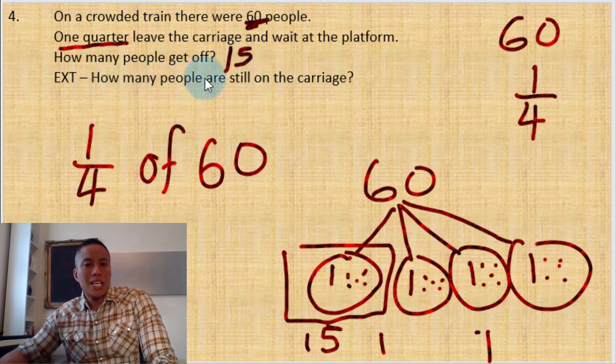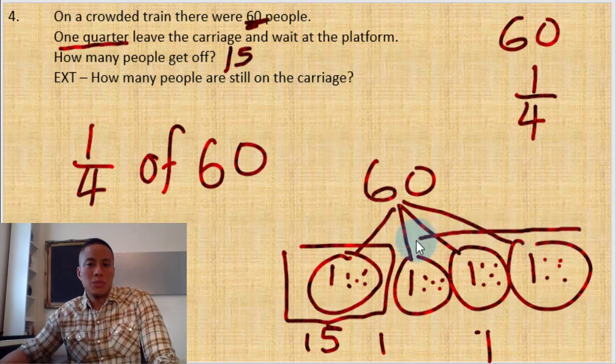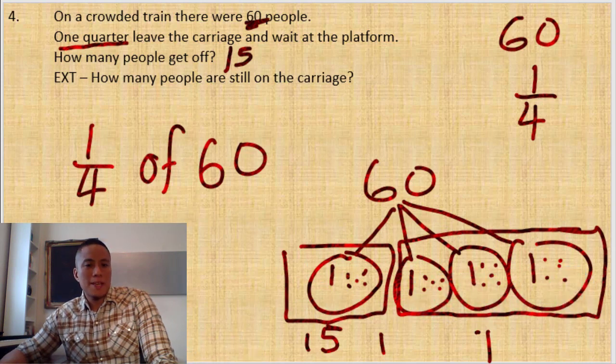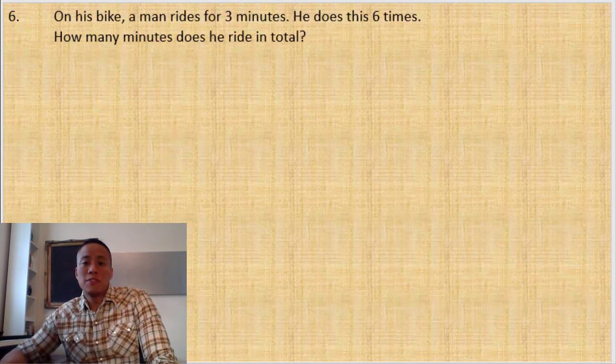Now the extension is how many people are still on the carriage. You know what? That's all of this, isn't it? If this lot got off the train, this is how many is left. I'll leave you to try and figure it out and work it out. Okay? Well done. We'll move on to the final question.